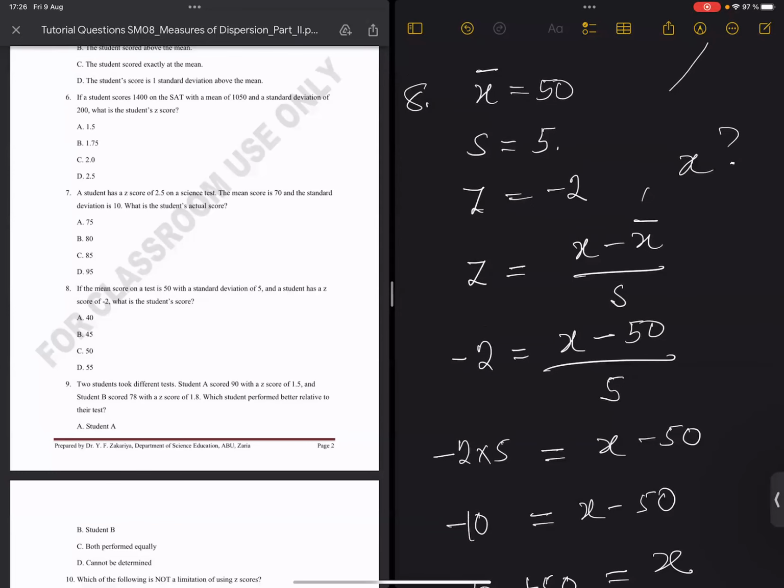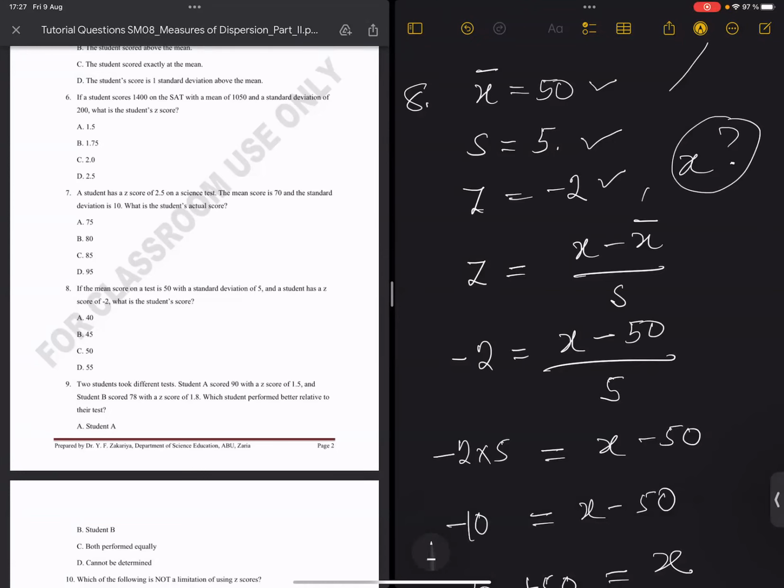Let me take the example again. This X bar equals 50, and the standard deviation is 5. The Z-score is -2. A student has a Z-score of -2. What is now the score of the student? Find X. That is the question. We're looking for X.